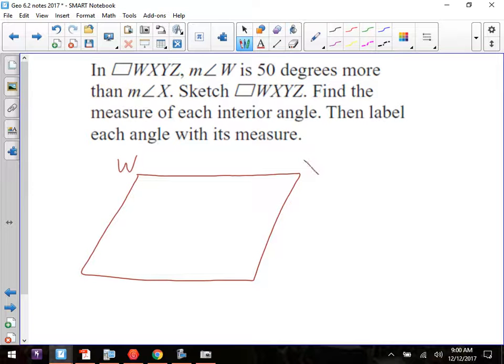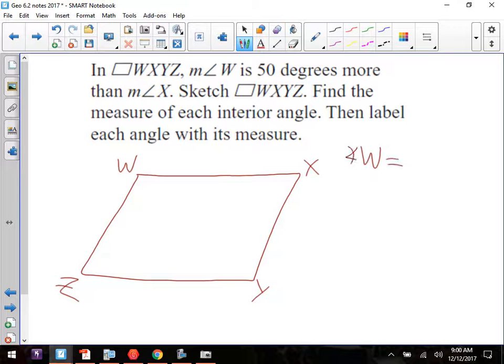Does it matter where you start your letters? Nope. You pick a spot and you go in order, just like you do with triangles. It does not matter. Then you read it. It says angle W is 50 degrees more than angle X. What does the word is mean in math? Equal. So it says this.